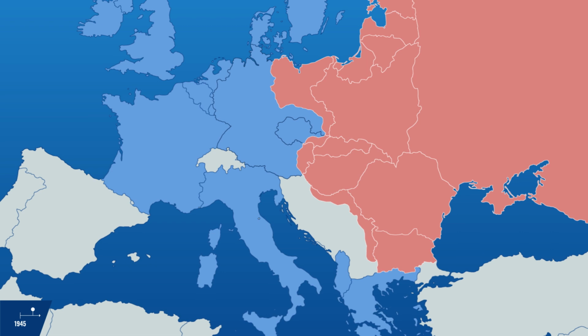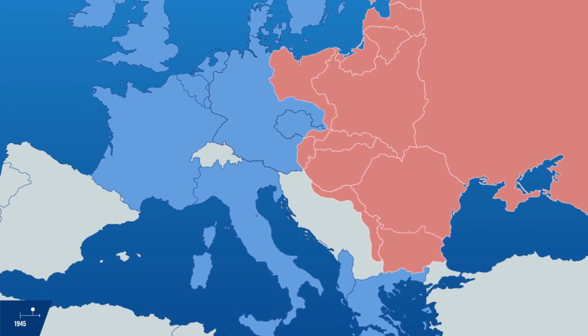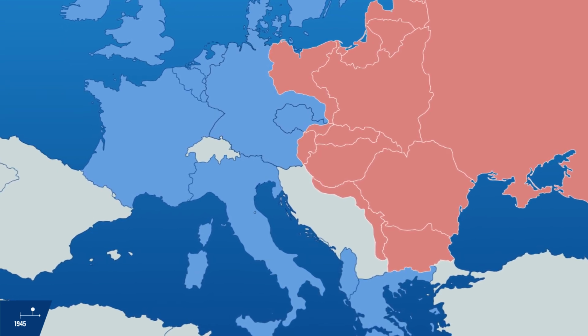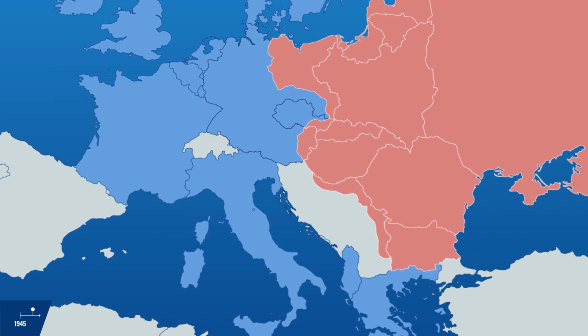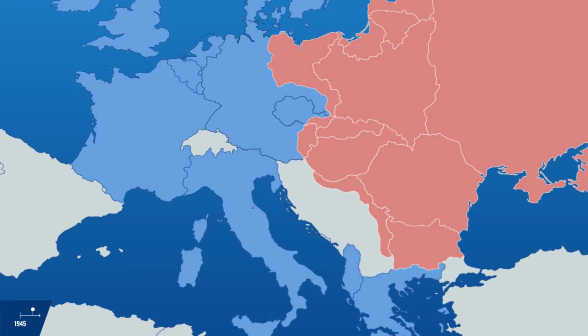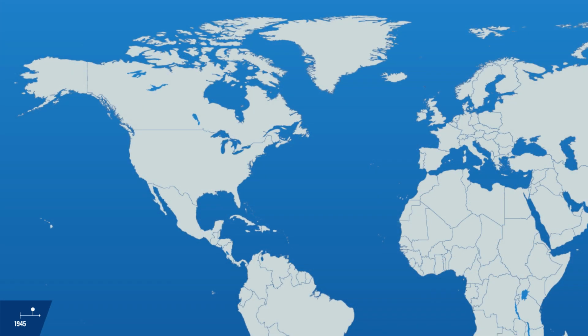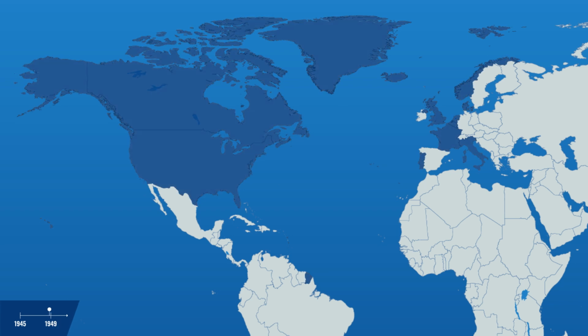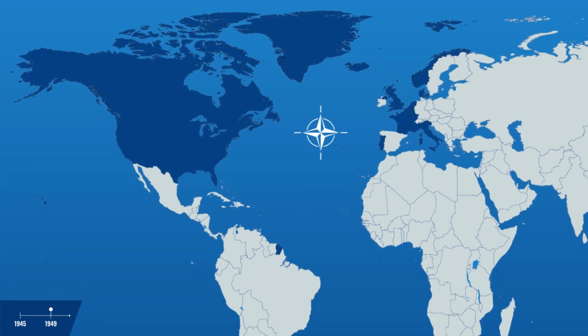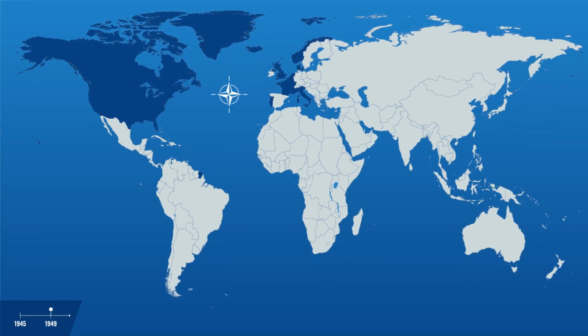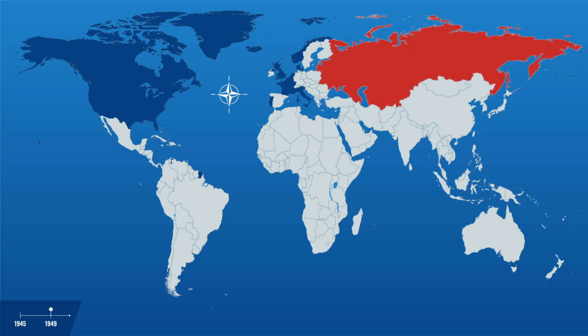Rising tensions between the victorious powers divided the occupied Europe at first. Then these differences led to the formation of the bipolar world order. In 1949, the North Atlantic Treaty Organization, NATO, was established with 12 member states to prevent a possible Soviet military aggression.